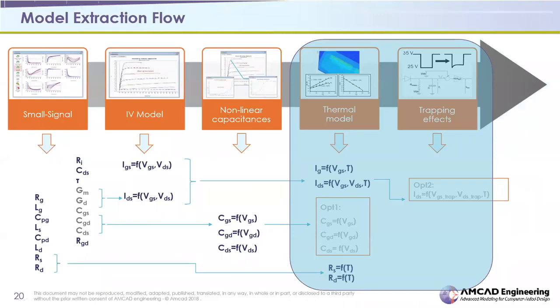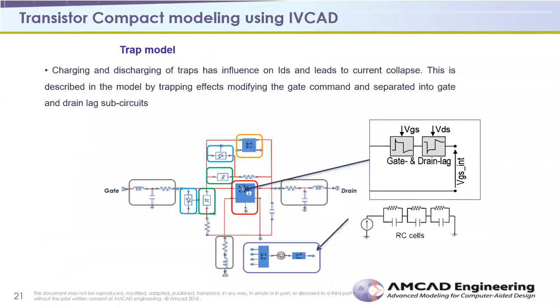Now, another aspect that is important on top of the thermal is the trapping. The trapping model, which is the charging and discharging of traps, has a very big influence. We will see that later when we talk about power amplifiers and their applications in system integration, and you see the direct impact of this trapping effect, especially now in 5G RF front end with massive MIMO.